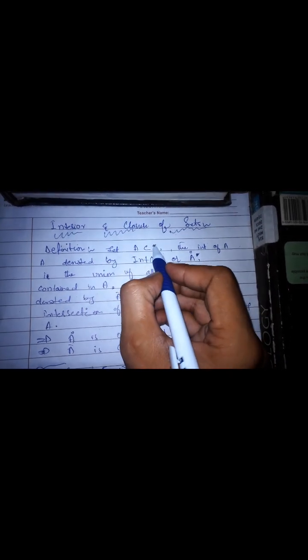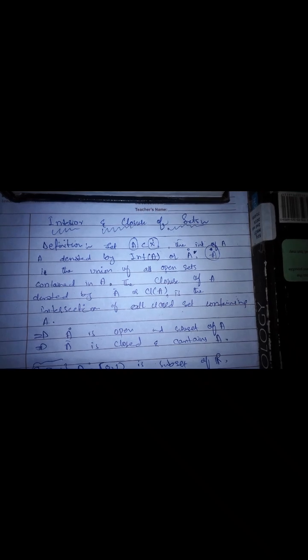Let X be a topological space, and let A be a subset of the topological space. The interior of A is denoted by int(A). What is the interior of A? The interior of A is the union of all open sets. We know about open sets: the subsets in a topology are called open sets. The union of all open sets contained in A.